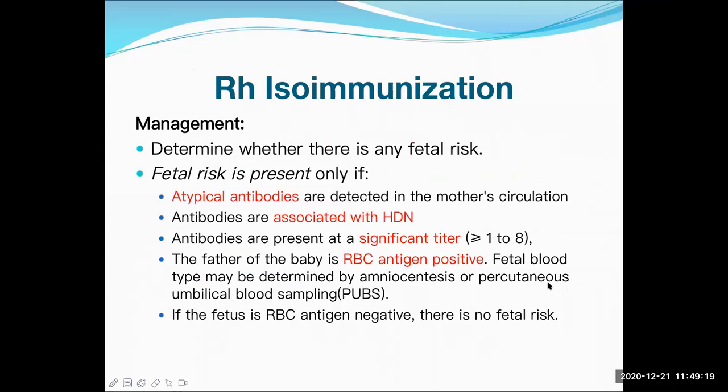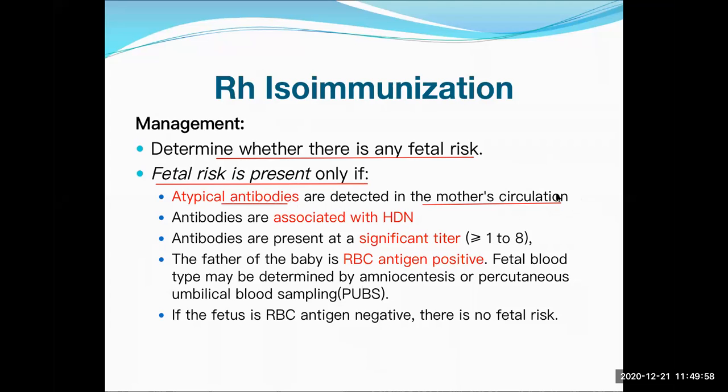Let's move on. Now, how to manage the case. This is a very important part of the lecture: how we manage a case of Rh isoimmunization. Determine whether there is any fetal risk or not. That is the first thing we need to know: determination of the fetal risk. How do we know that? Fetal risk is present only if atypical antibodies are detected in the mother's circulation. Atypical antibodies means these antibodies are against the fetal RBC, so they should be present in the mother's circulation.